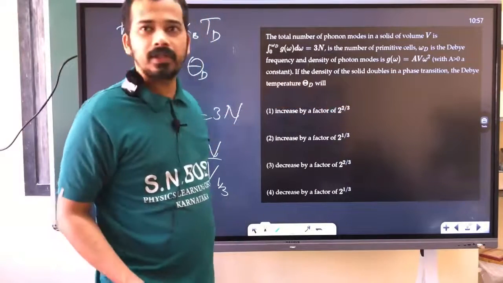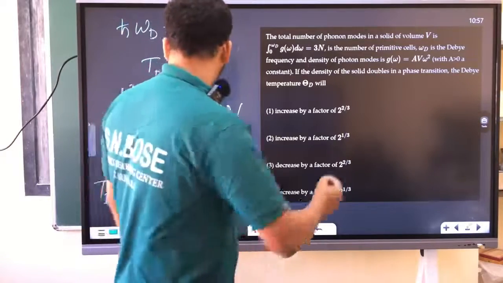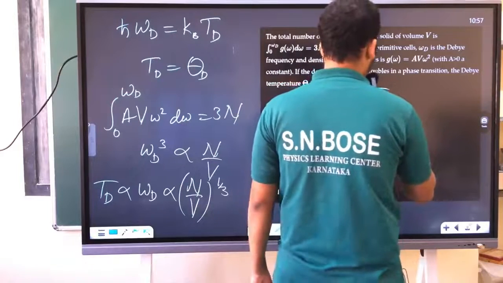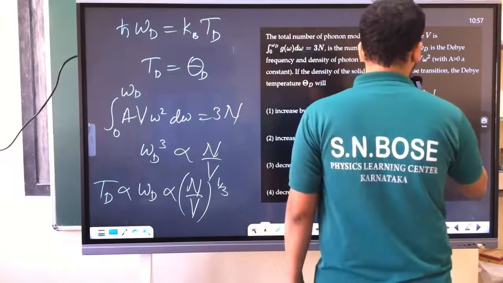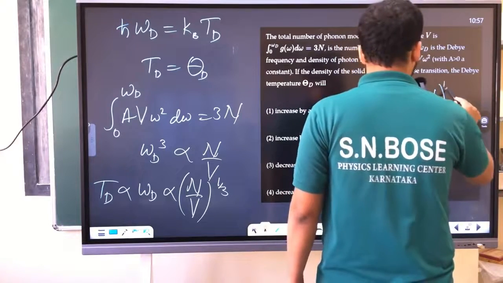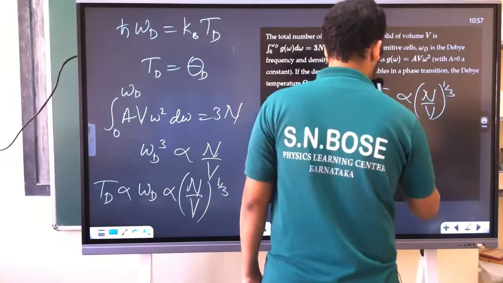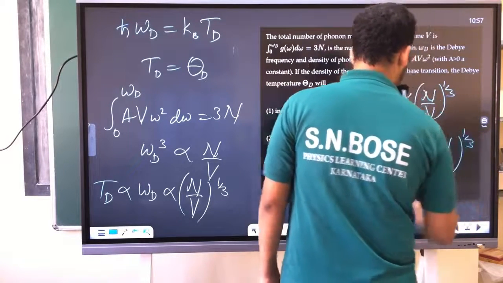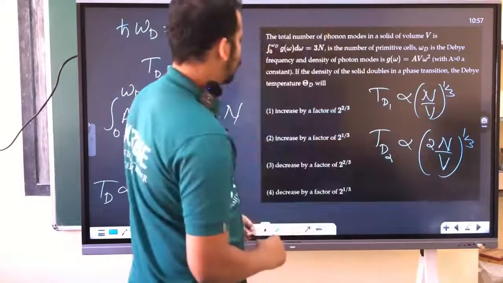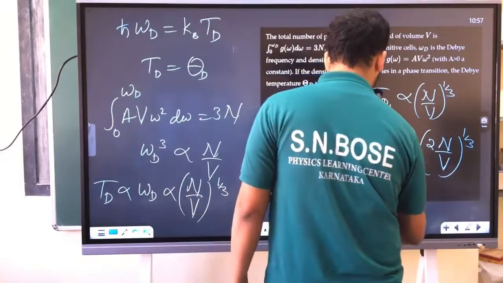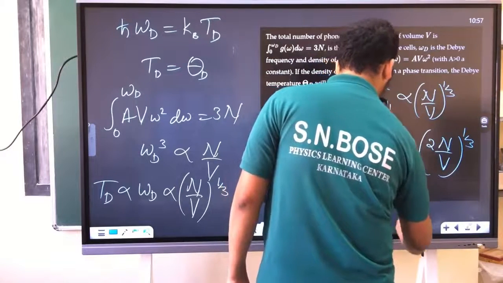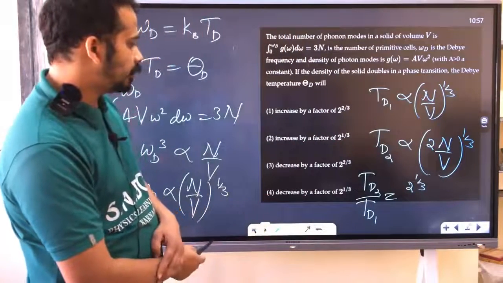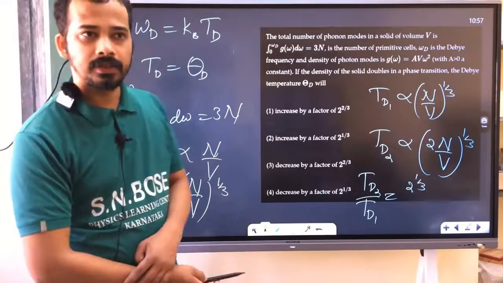the density of the solid is doubled. If the density is doubled, I'll write T D1 proportional to (N by V) to the power 1 by 3, and T D2 proportional to density doubled, (2N by V) to the power 1 by 3. The proportionality constant is the same. What is asked? The Debye temperature T D2 divided by T D1 equals 2 to the power 1 by 3. That will be increased by a factor of 2 to the power 1 by 3. Cross check this answer.